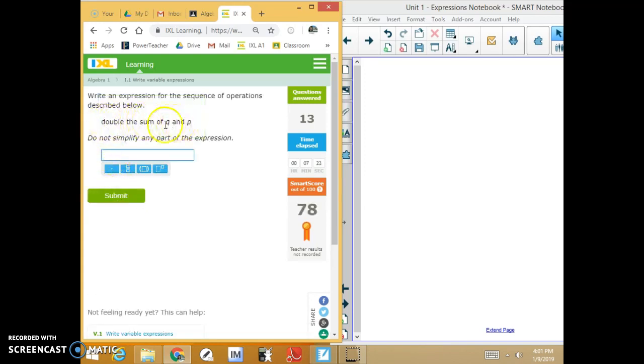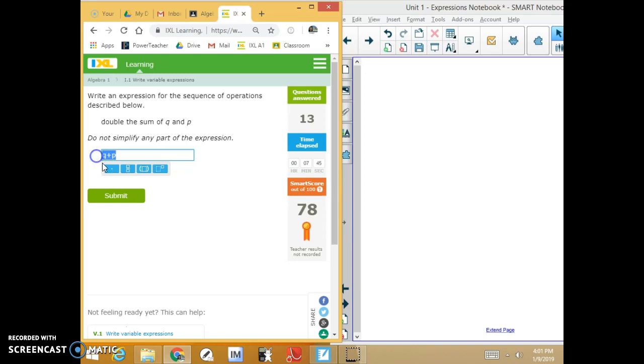Double the sum of Q and P. So we want to start by reading this one from the sum. The sum of Q and P. Well, that means I'm going to add two things together because sum means to add. I'm going to add Q and P. Well, I'm going to have Q plus P.